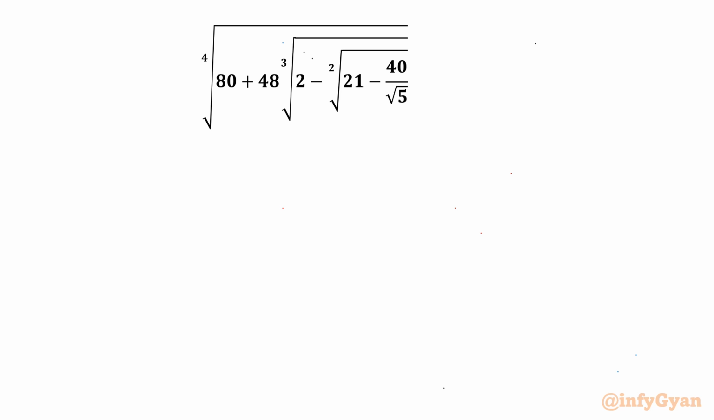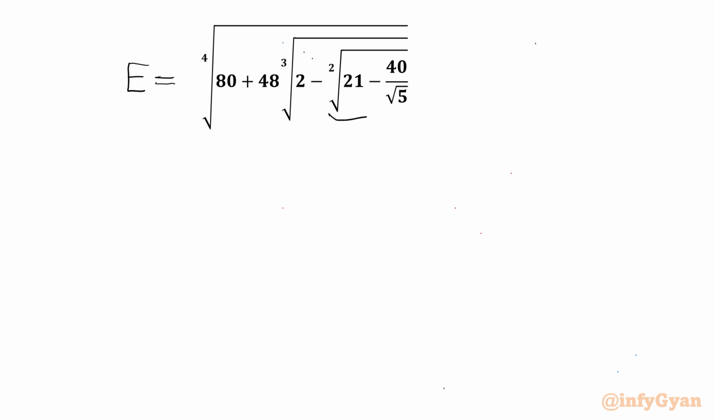Today in this video we have one very interesting and challenging question from radical mathematics. Here we are going to evaluate the fourth root of 80 plus 48 times the cube root of 2 minus the square root of 21 minus 40 over root 5. So let's get started by considering the expression equal to E first.